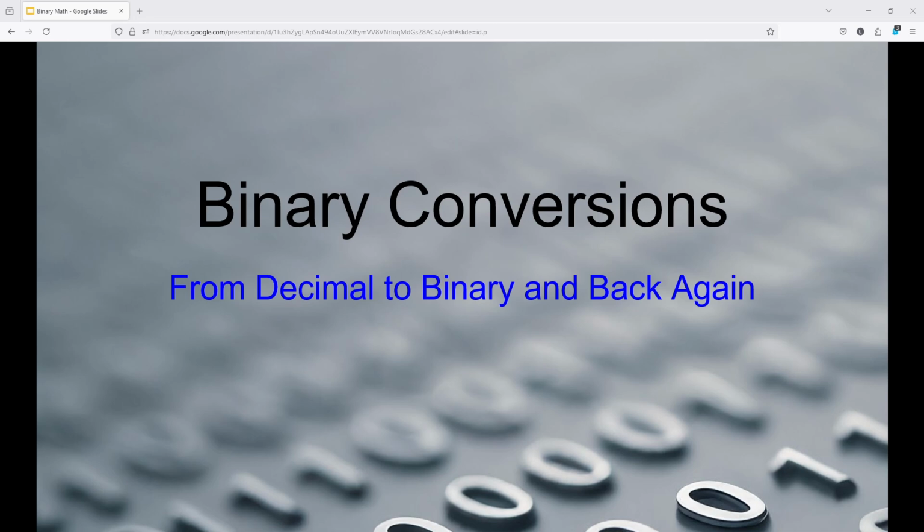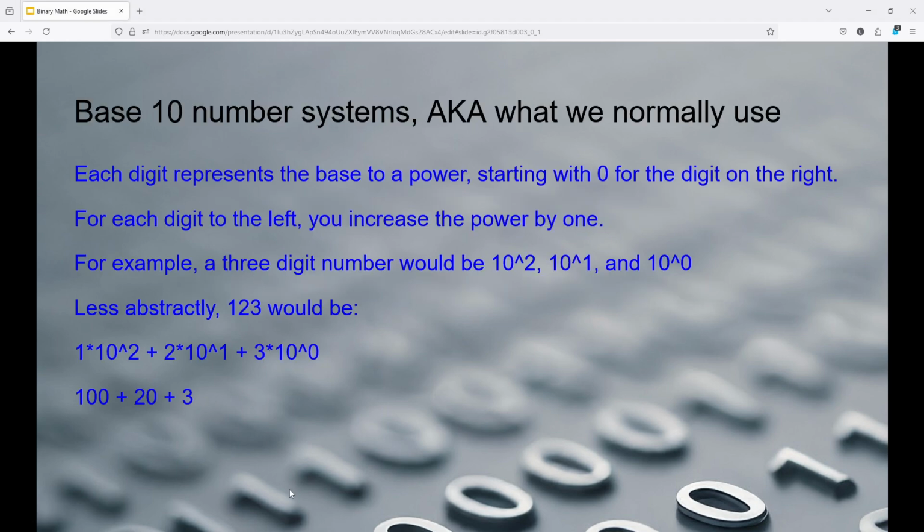Binary conversion. From decimal to binary, and back again. A very poor imitation of the Hobbit's title. But seriously, we do need to talk about binary conversions and how we go from decimal to binary and from binary to decimal, and why it matters. All right, so let's jump straight into this.